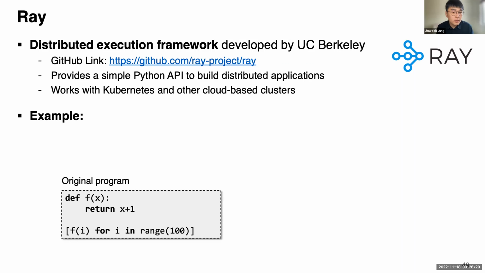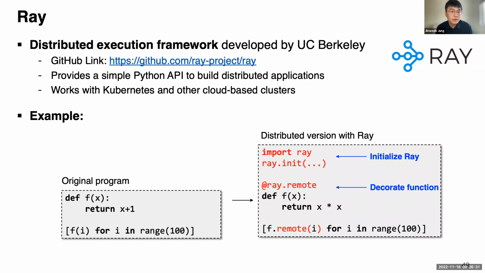So here's a code example. Suppose we have this very simple function and we want to run this function 100 times. By importing the Ray package, initializing it, and putting the function decorator on top of our target function, we can easily make the function a distributable function on the Ray cluster. So you can see here that Ray has a very simplified API to enable distributed applications. Given a function, we can just put the necessary decorations around the function. Then we can make the distributable function easily.